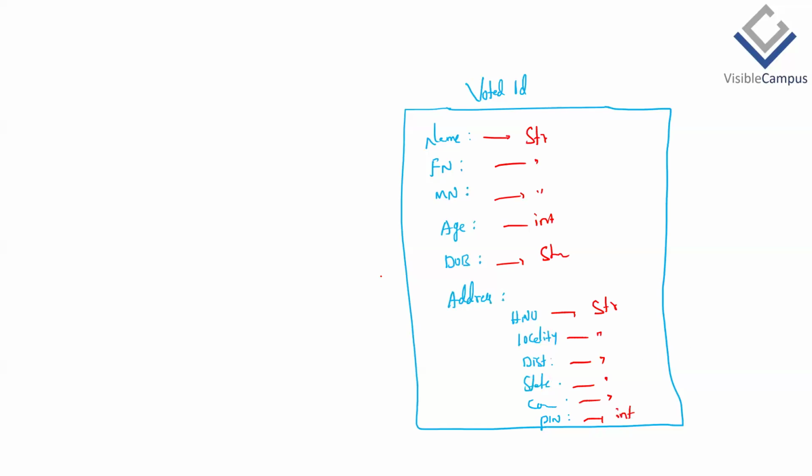So in any real life application, any real-time application, 90 to 95% of the data will always be of string type only. In any real life application you take, only 5 to 10% will be other types: int, byte, short, and all the primitive types. That is the importance of a string.